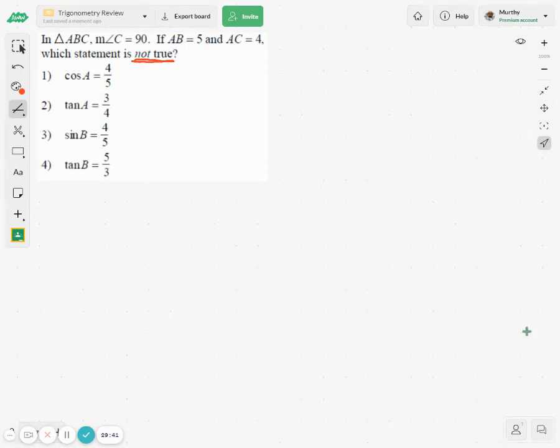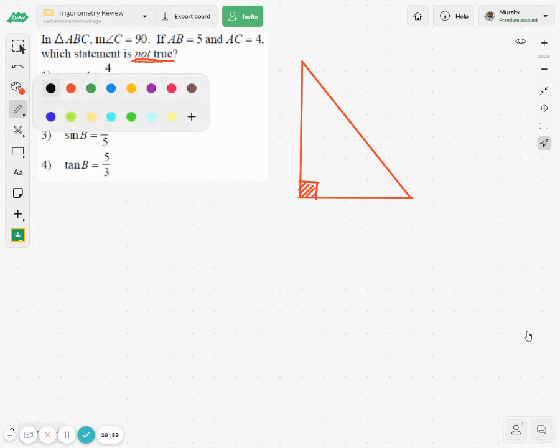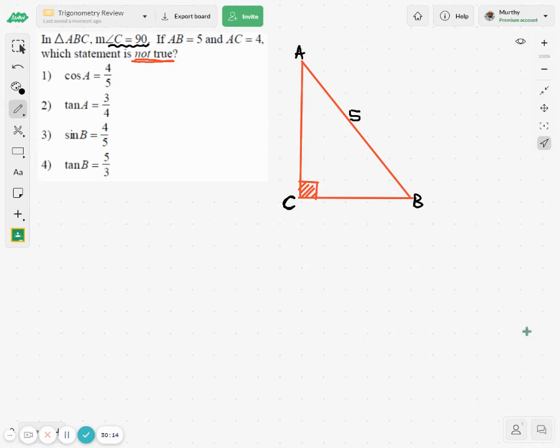So let me draw a right triangle first. Okay, so this is the right triangle. You know that in trigonometry we deal with all the questions using right angle triangles. Then I see that angle C is 90 degrees. Therefore, let me label this one first, and the remaining two letters wherever you want. Now, AB is 5, and AC is 4.